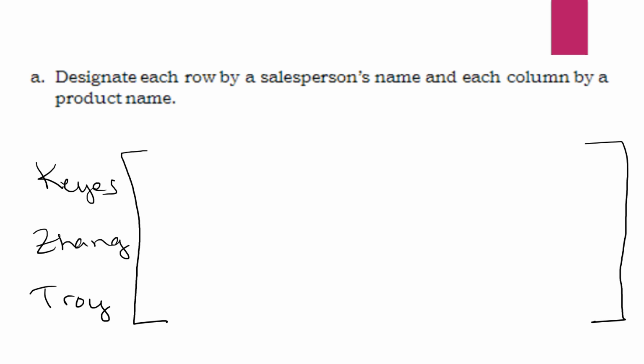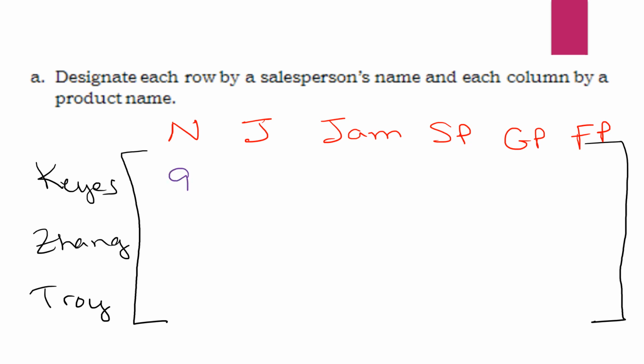The products that we had are nuts, and I'm going to abbreviate these. N for nuts, J for jerky, followed by jam. They also sold snack packs, gift packs, and a family pack. Okay, and we're going to list the amount for each person that was sold. So Keys sold 9 packages of nuts, 12 of the jerky. He did not sell any jam, so that's a 0. 16 snack packs, 29 gift packs, and then 8 family packs.